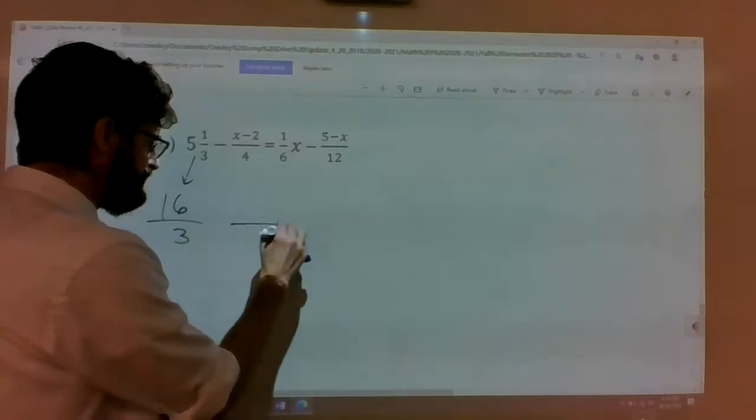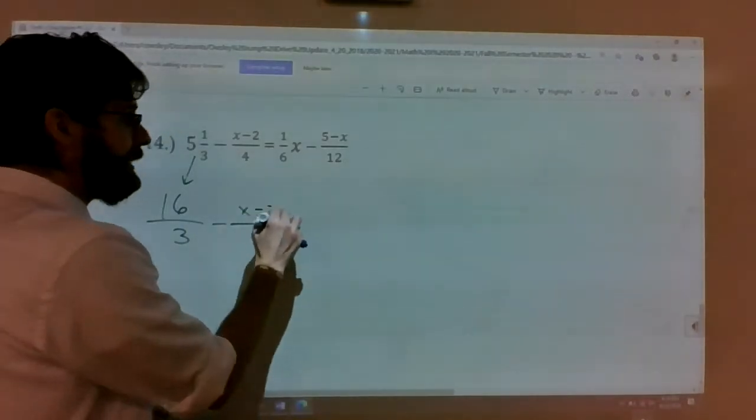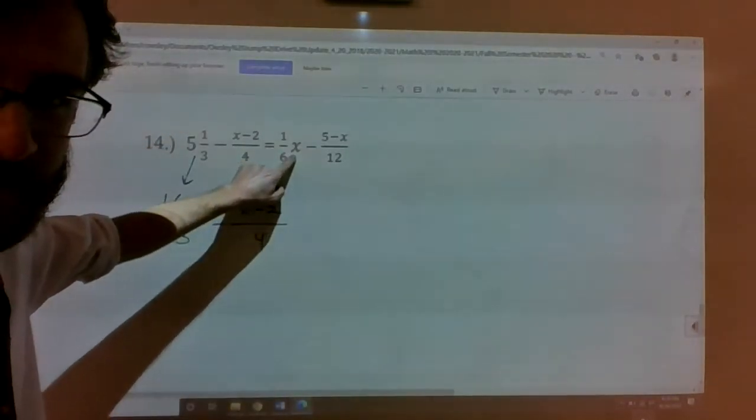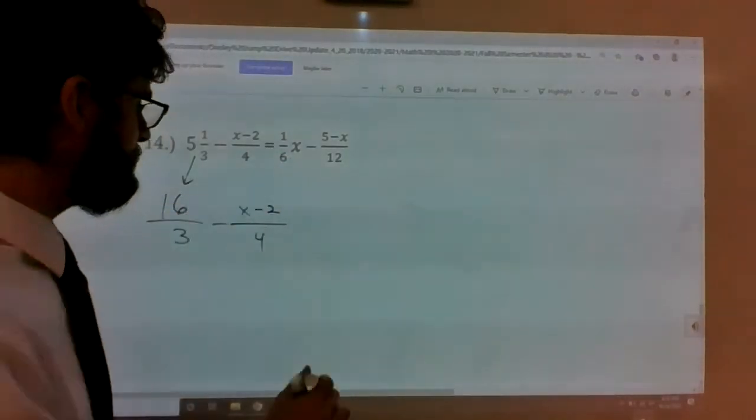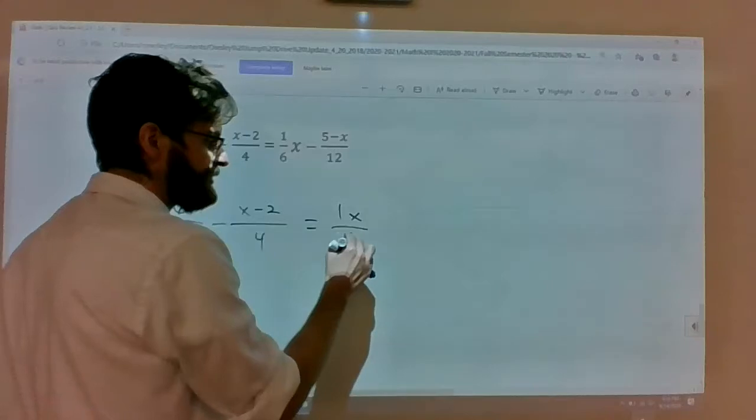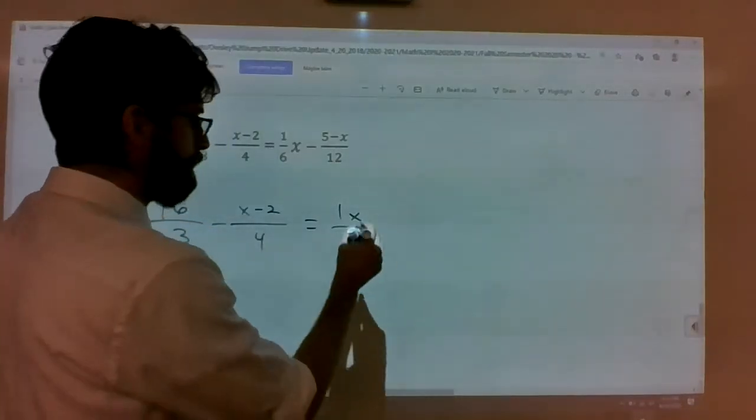I'm not going to do anything different with this fraction. I'm going to actually put this x that's just resting beside the 1/6. 1/6 times x is the same as 1x over 6. I think that's a helpful thing to do.